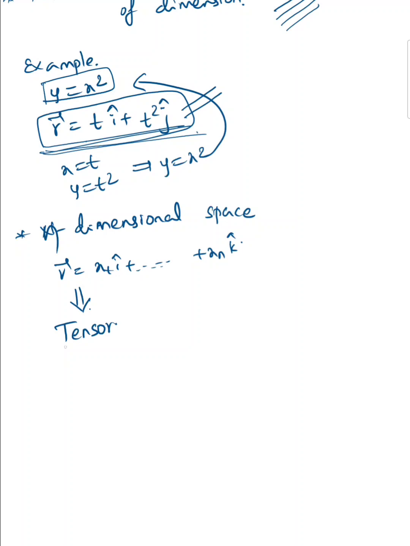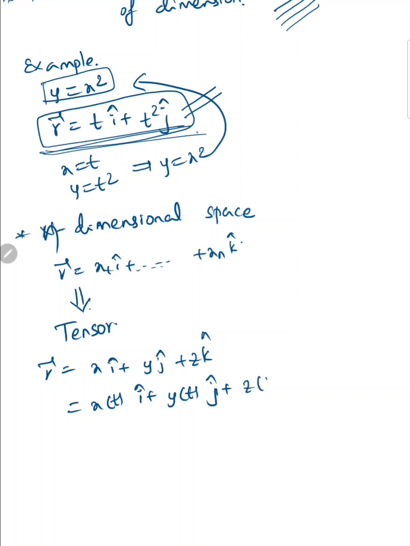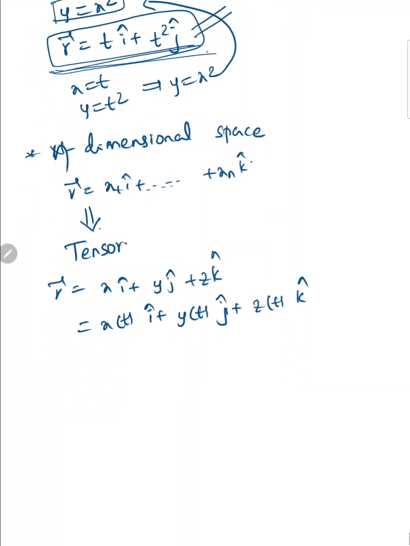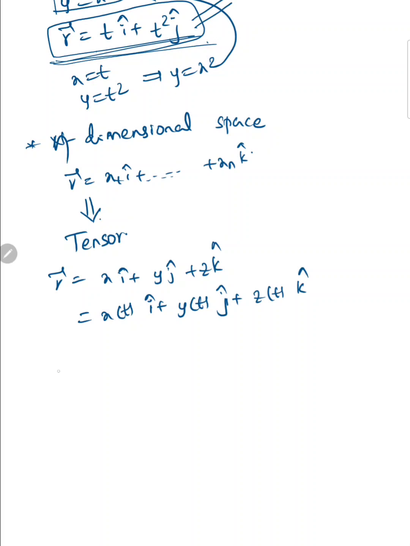So we can represent a curve which is given in terms of i, j and k. As I have said, all of x, y, z depend upon a single parameter t. So we can write it as x of t, y of t and z of t with the corresponding unit vectors. So it can also be represented in terms of an ordered triplet: R is equal to r of t, which is x of t, y of t and z of t. So this vector can be represented in terms of an ordered triplet.